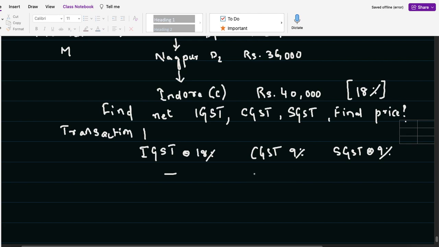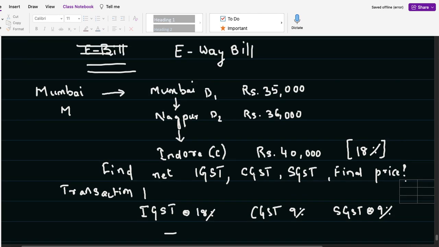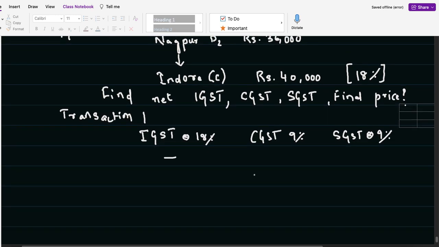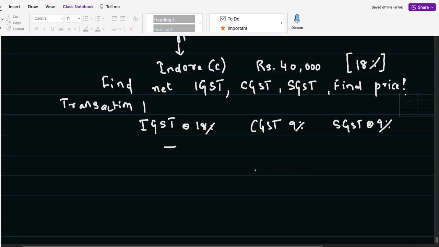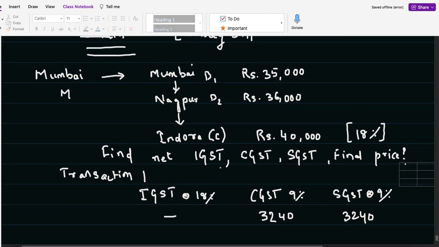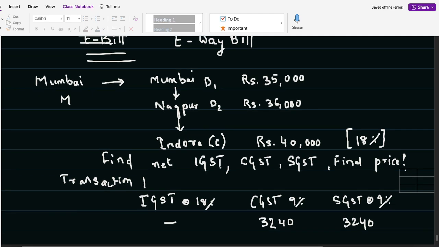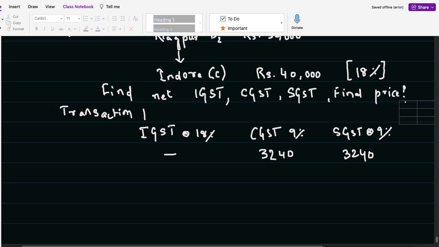What was the price? The price was 35,000. For 35,000, 9% is 3,150. 3,150 is the central GST that has to be paid, and 3,150 is the state GST they have to pay. This is what dealer 1 has paid to the manufacturer. Understood? Great. Now moving on.